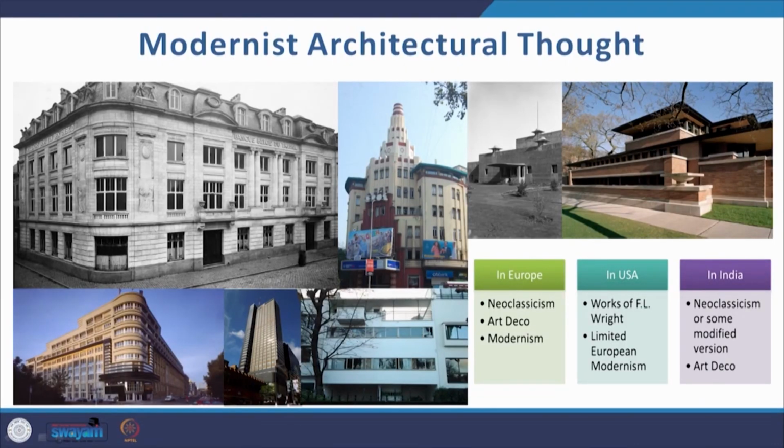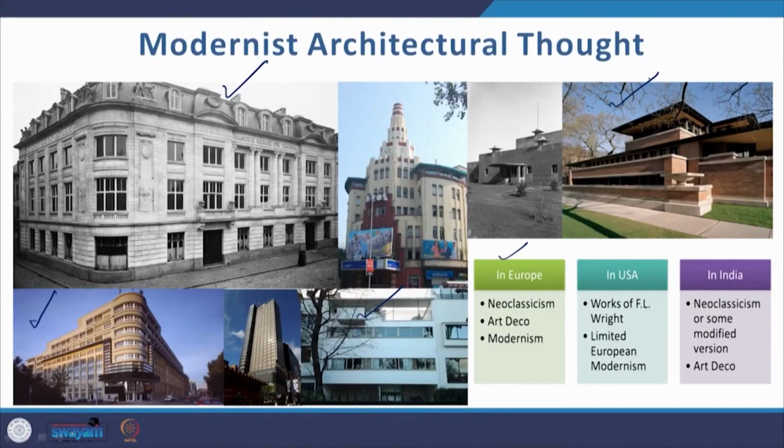Now we also looked at this slide to have a glimpse of the overall modern architectural thought prevalent in the world at the time. So if you look at Europe, we are looking at neoclassical buildings, we are looking at Art Deco, and we are looking at modernism, this Villa Stein by Le Corbusier. In the US, we were looking at the works of F.L. Wright, organic architecture, and also free flowing spaces, laying some of the very fundamental principles of modernism that came into Europe from the architecture of Wright.